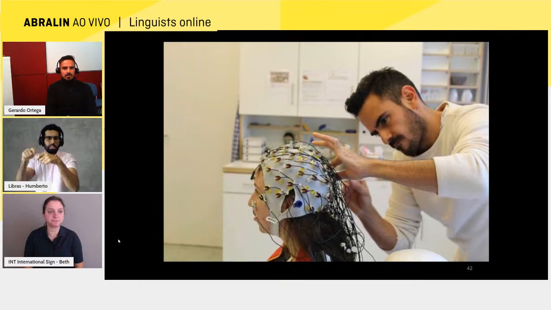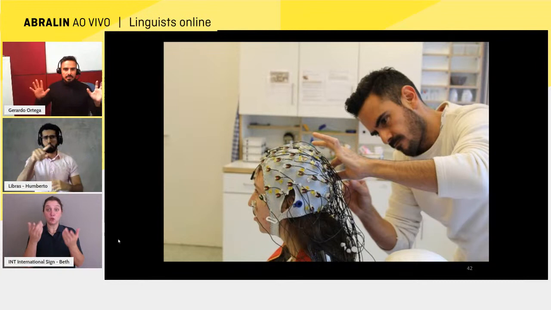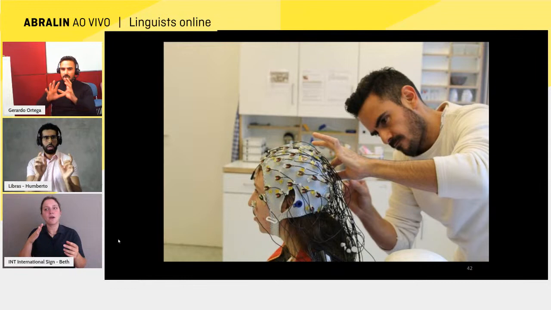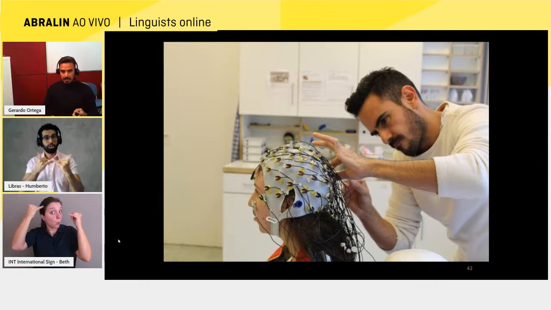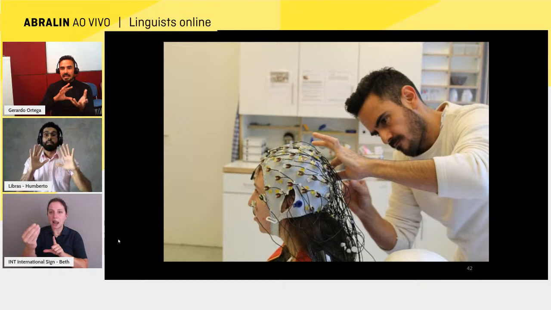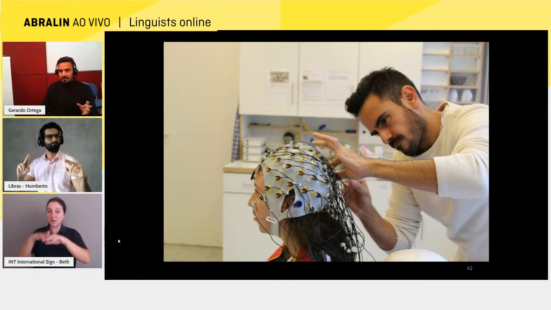I don't know the audience here, so I'm going to try to keep the technical vocabulary to a limit. But basically, this is the way that we carry out EEG studies. We place a cap on our participants, and little sensors on the cap record the electrical activity that's coming from the scalp of our participants when they are perceiving certain input. The idea is that when participants saw signs that overlap and did not overlap with the form of the gesture, the brain would produce very specific and clear signals.